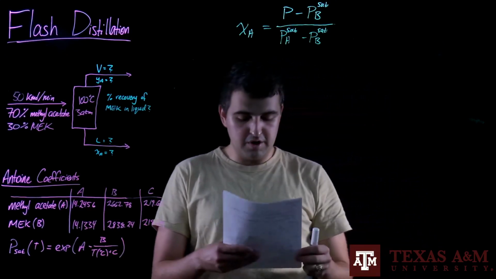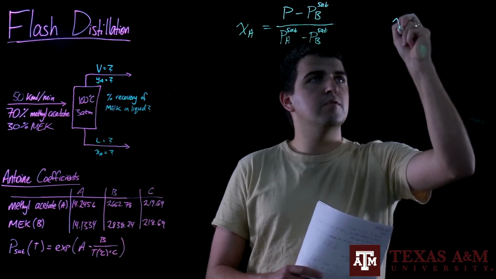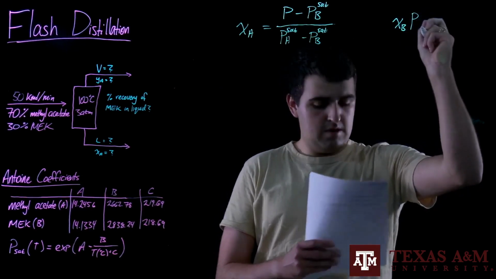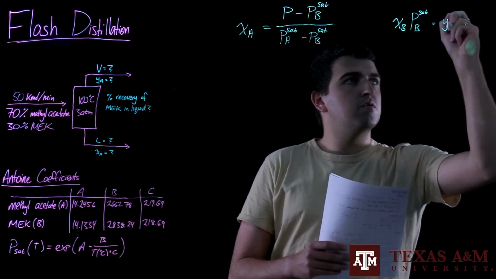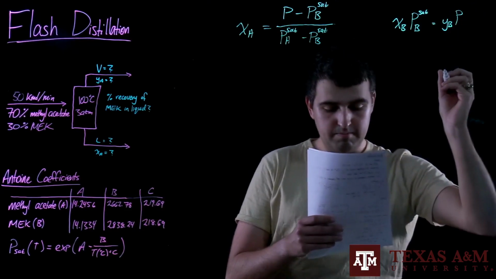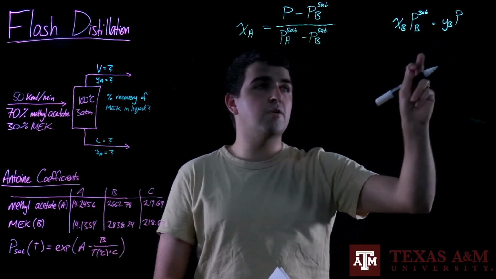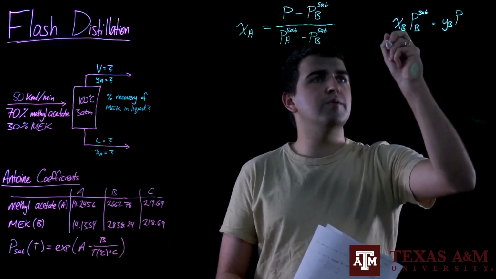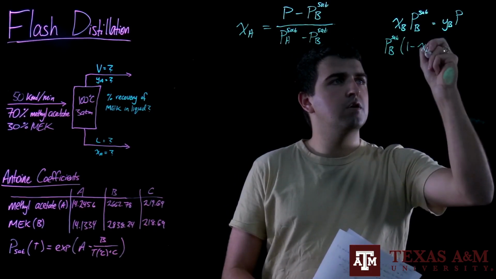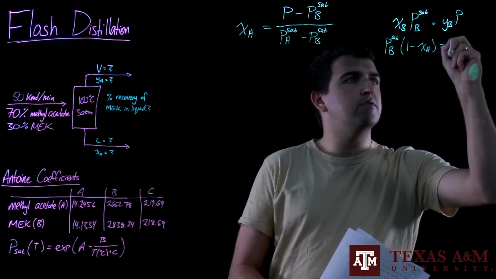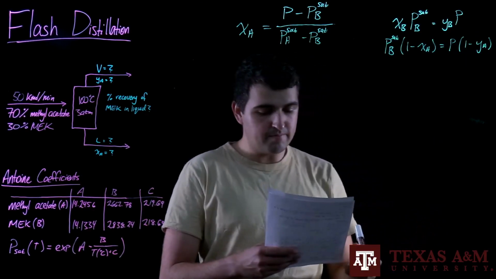However, if you forget and you want to derive it, this comes directly from Raoult's law. With Raoult's law, we have XB PB sat equals YB P. We can replace our XB and our YB with 1 minus the A composition. So we get PB sat times 1 minus XA equals P times 1 minus YA.